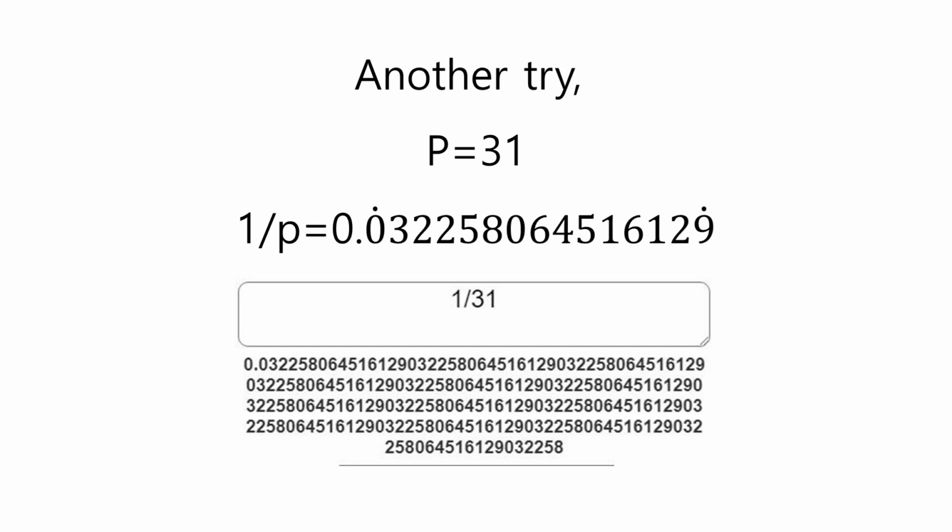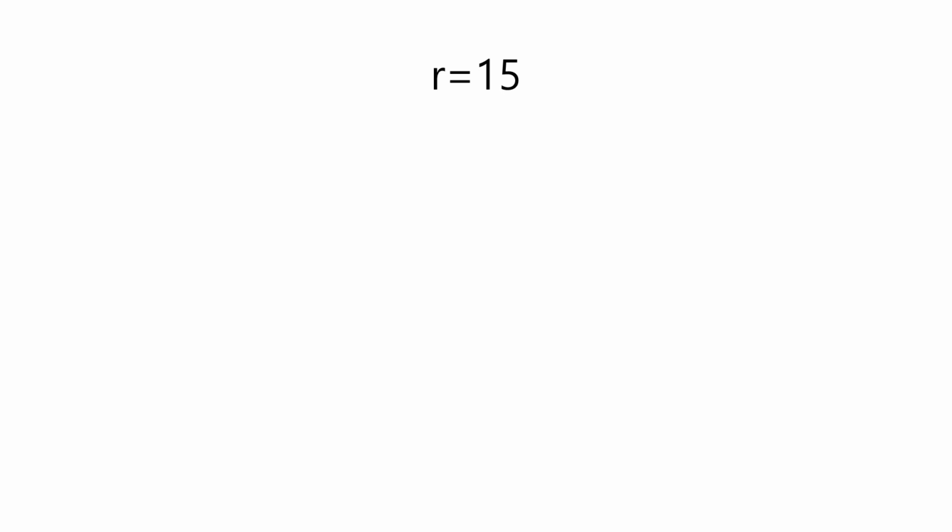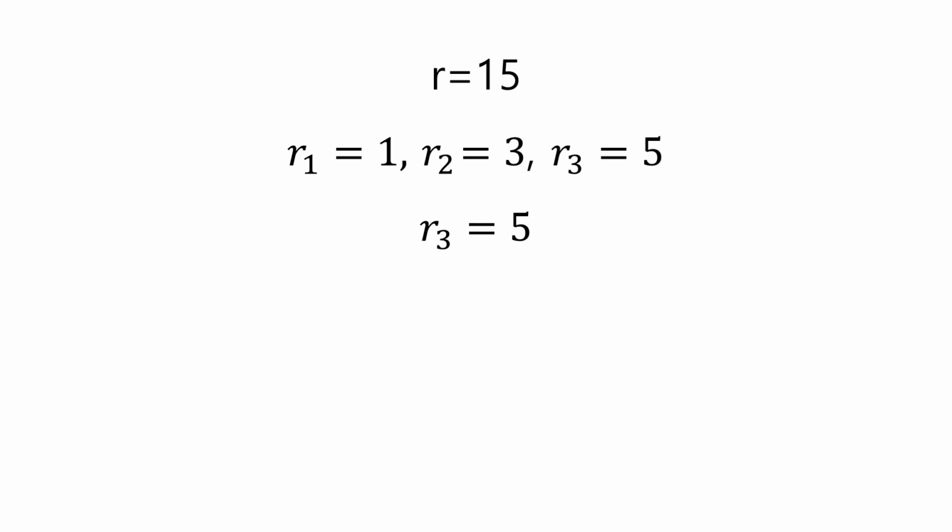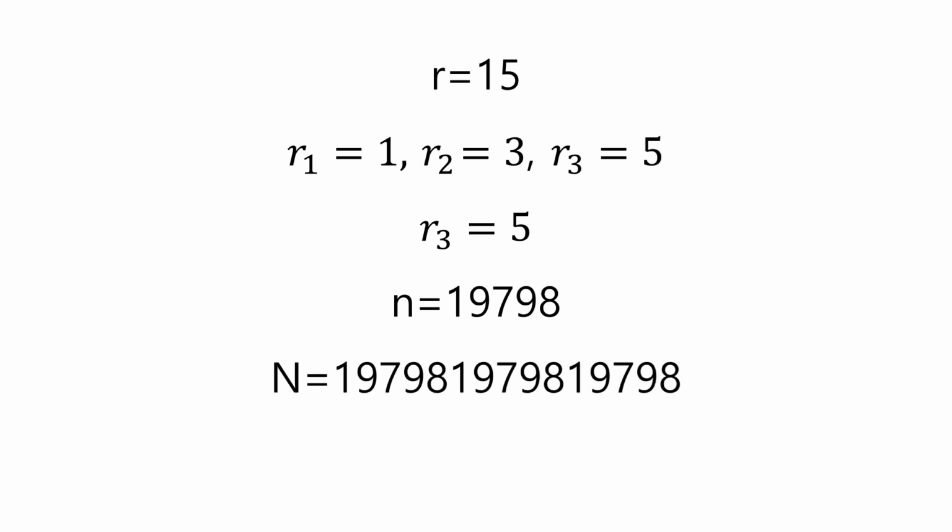0.03225806451612..., repeating. r equals 15. That means r1 equals 1, r2 equals 3, r3 equals 5, and I'll choose r3 equals 5 as my number, and I'll choose small n, 19,798, and that means my large n will be 197,981,979,819,798.